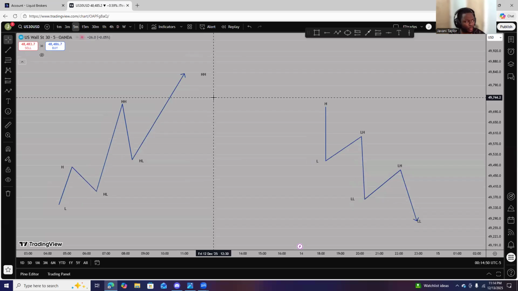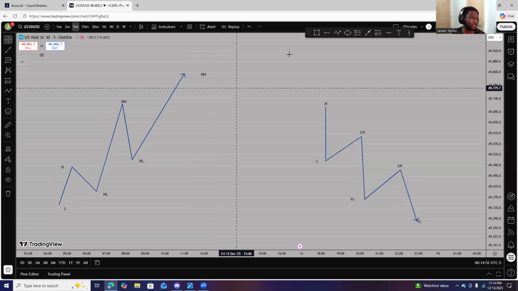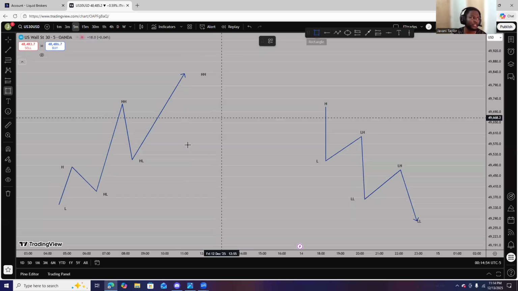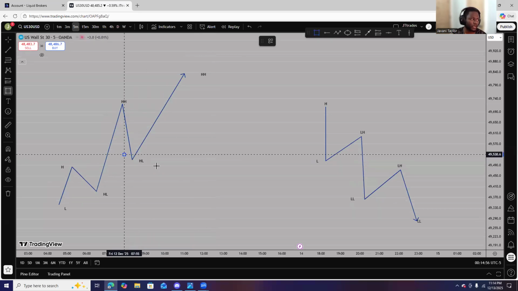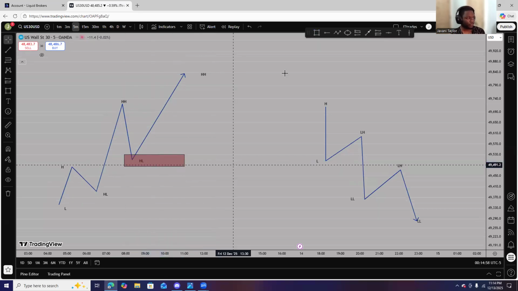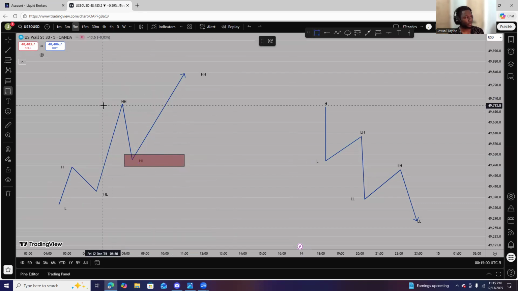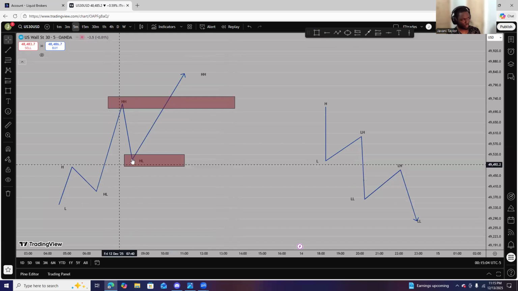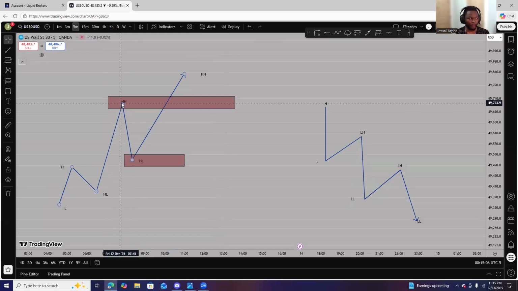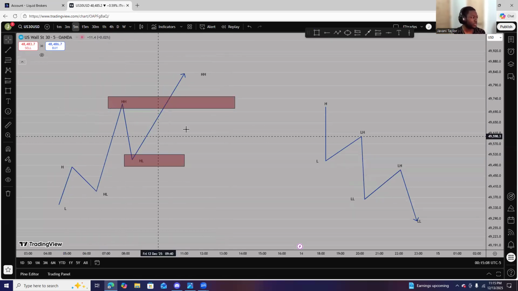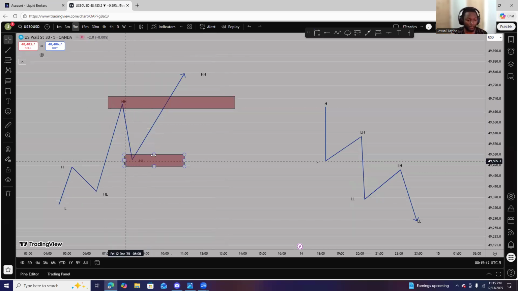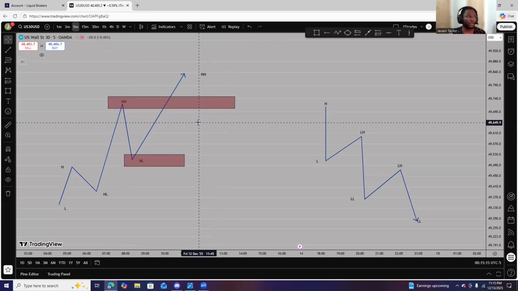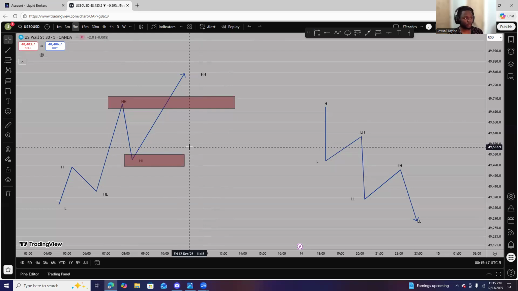And that's how we're going to find our point of interest. We're going to find our point of interest in areas like right here, wherever the market previously turned from, either in the leg or in the high. Those are where you're going to look for your sell entries or your buy entries, depending on where the market is going.